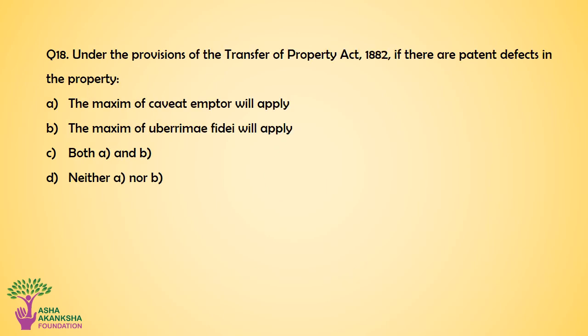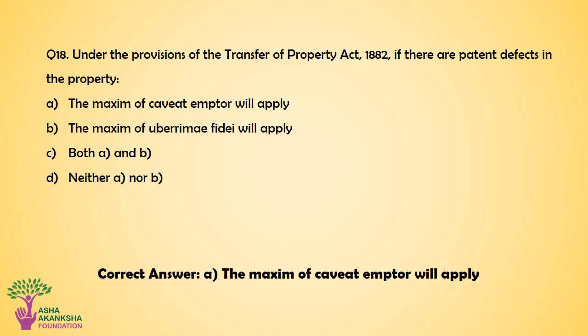Question number 18. Under the provisions of the Transfer of Property Act 1882, if there are patent defects in the property, option A, the maxim of caveat emptor will apply, option B, the maxim of uberrima fides will apply, option C, both option A and option B, or option D, neither option A nor option B. The correct answer for this question is option A, the maxim of caveat emptor will apply.